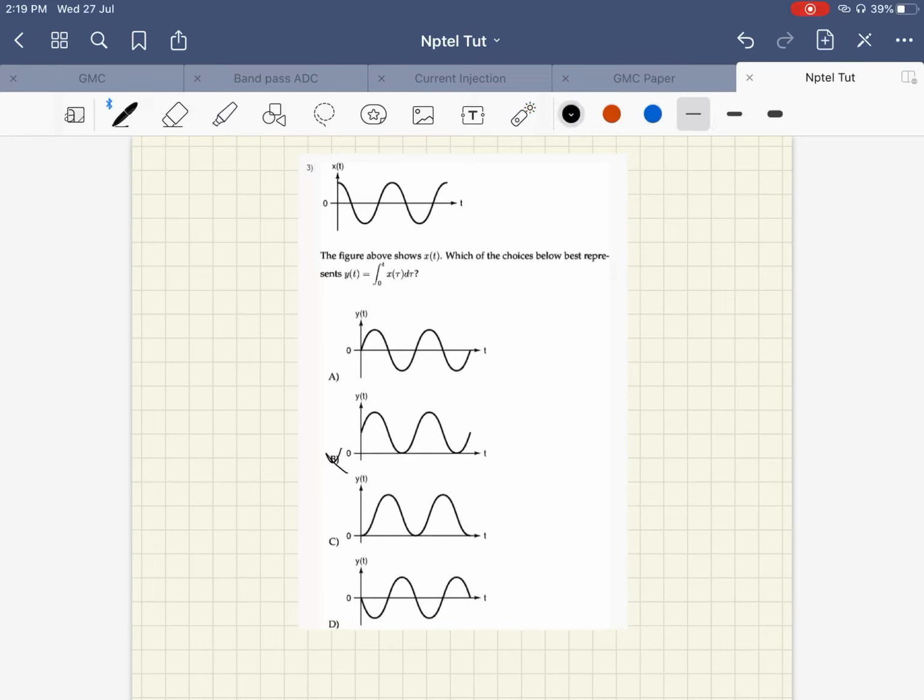Now let's move on to other options. So we know that the waveform should start from zero.